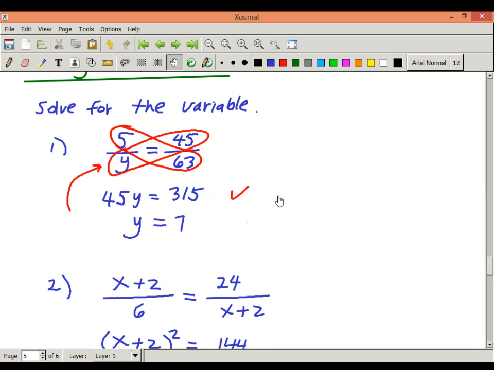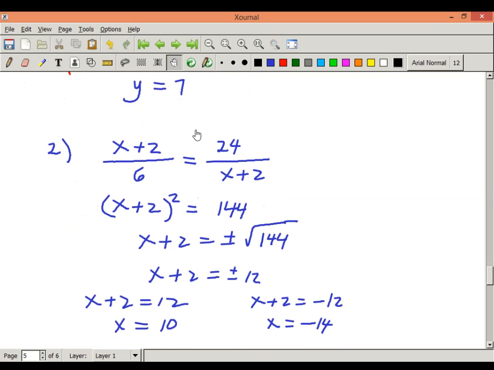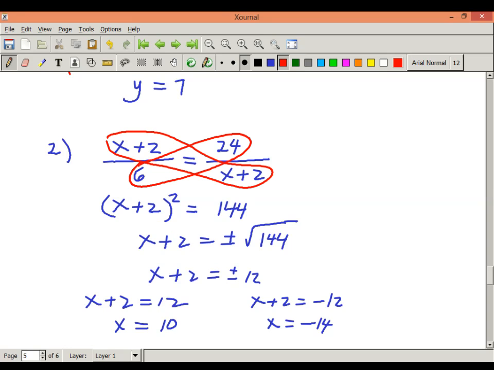Here's another example of using the cross products property to solve a proportion. This time we have x plus 2 divided by 6 equals 24 divided by x plus 2. Again, we're going to multiply the extremes and the means together. So here's the product of the extremes. So there's your x plus 2 quantity squared on the left side of your equation equals 6 times 24, the product of the means. That's going to be on the right side right there.